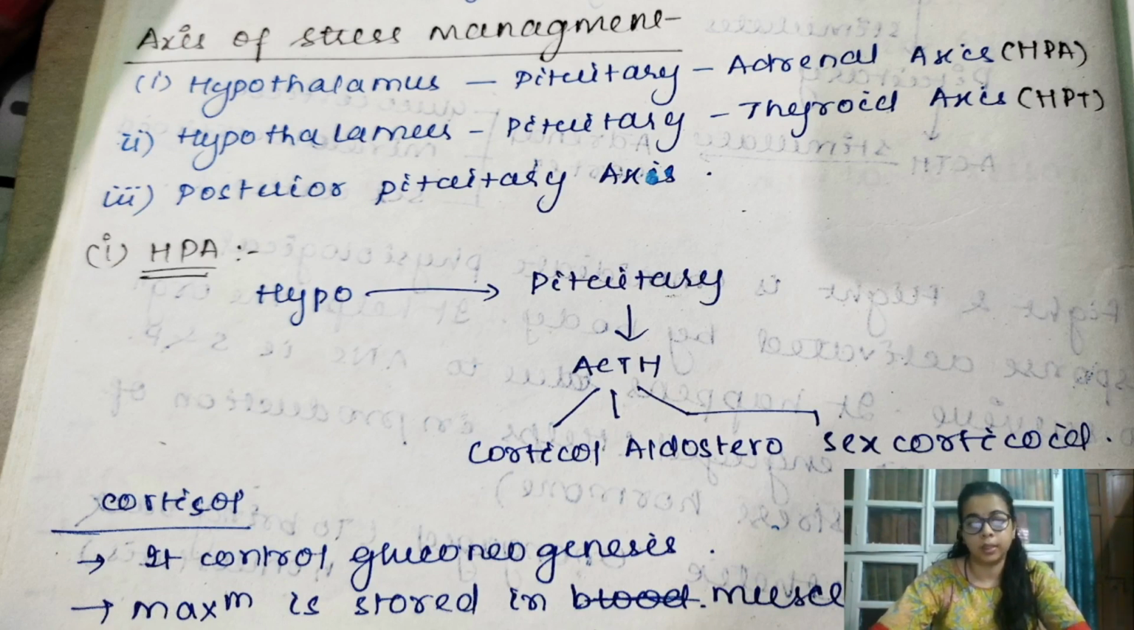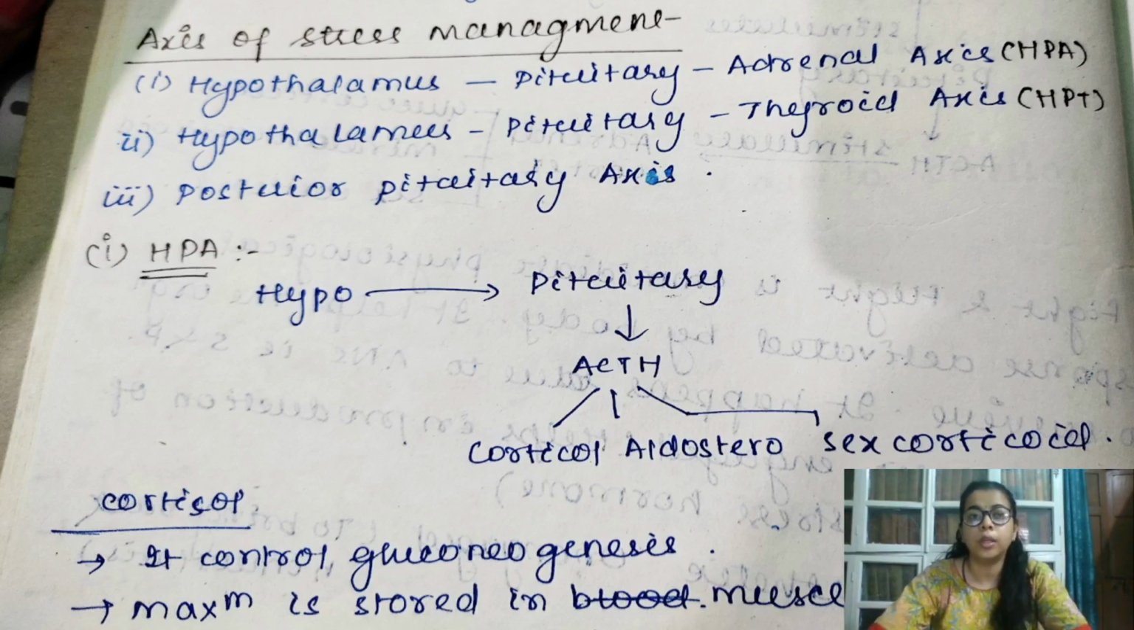First is the HPA, the hypothalamus pituitary adrenal axis. What does it do? First of all, the hypothalamus will stimulate the pituitary during the time of stress. The pituitary will stimulate ACTH, adrenocorticotropic hormone, which is responsible for three types of hormones: cortisol, aldosterone, and sex corticoids.